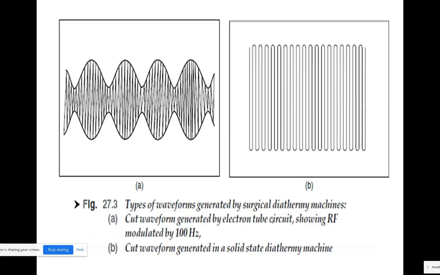In figure 27.3, this is nothing but the types of waveform generated during surgical diathermy in the machine. The first one is the cut waveform generated by an electronic tube circuit, showing RF modulated by 100 hertz. So this is the 100 hertz waveform during the cutting process.